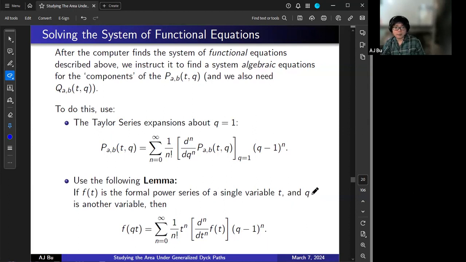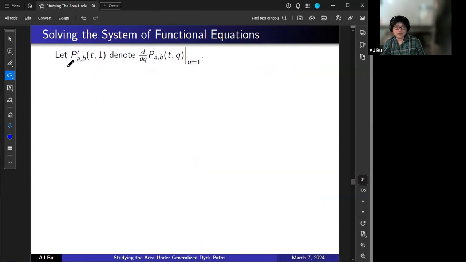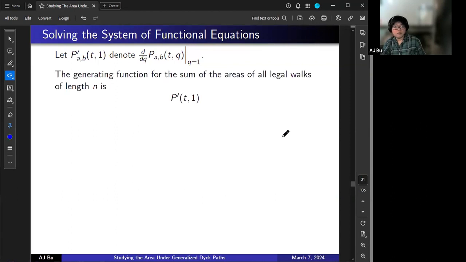Okay, so we're going to let p prime sub ab of t1 denote the derivative of p sub ab with respect to q evaluated at q equals 1. That means that p prime of t1 is going to give us the generating function for the sum of the areas of all legal walks of length n.